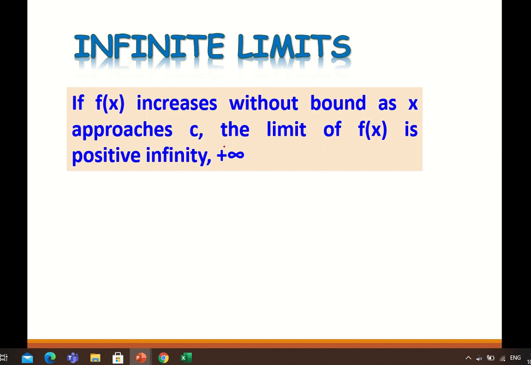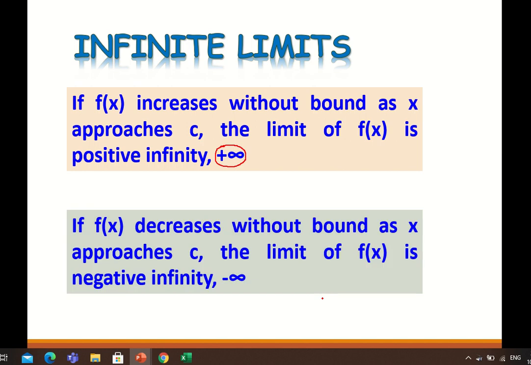Or in symbol, we have here positive infinity. Now, if the function f of x increases without bound as x approaches c, the limit of the function f of x is positive infinity. On the other hand, if the function f of x decreases without bound as x approaches c, then the limit of the function f of x is negative infinity, or we have here a symbol, negative infinity.